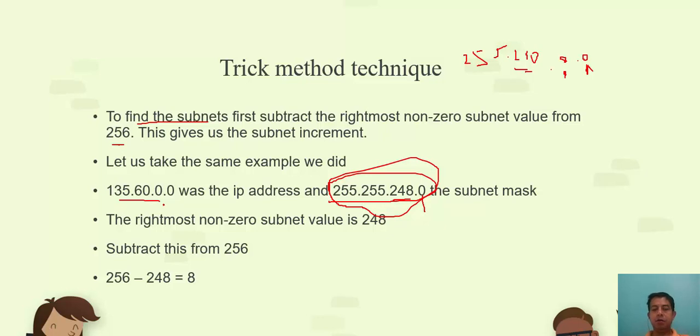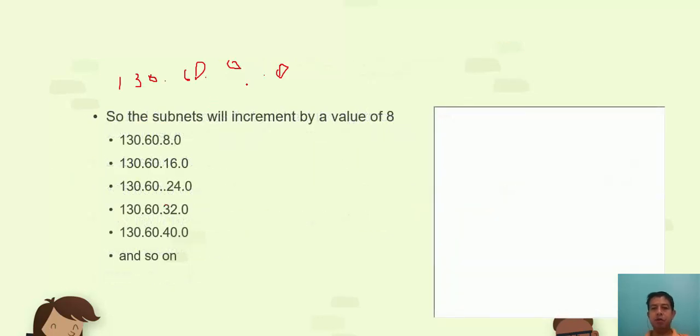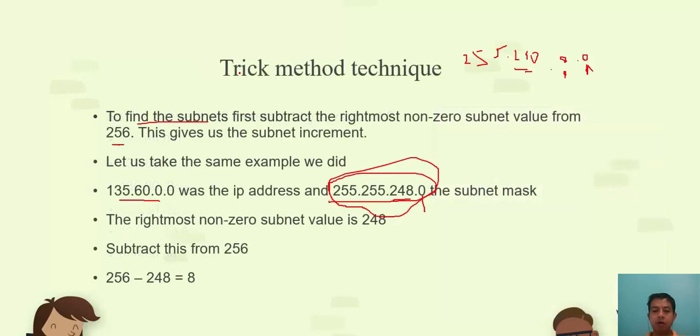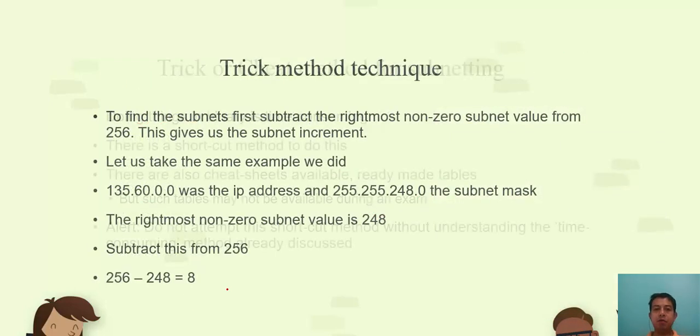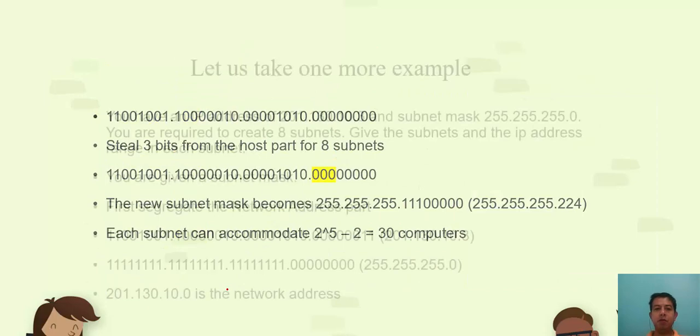So the first subnet is obviously 130.60.0.0. And for the subsequent subnets, this will simply increment by a value of 8. Why 8? Because 256 minus 248 is 8. So look at how it increments: 130.60.0, then increment by 8, then another 8, 16, another 8, 24, another 8, 32, then 40, and so on. Up till how much? In this example, we have got 32 subnets, so up till 32 subnets. Now let's match it with the example which we have seen. Let's go back to the first example.